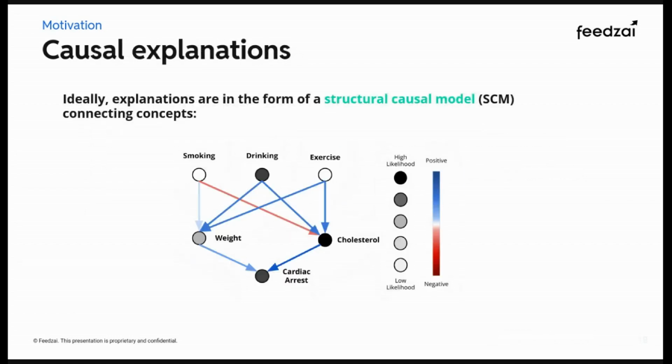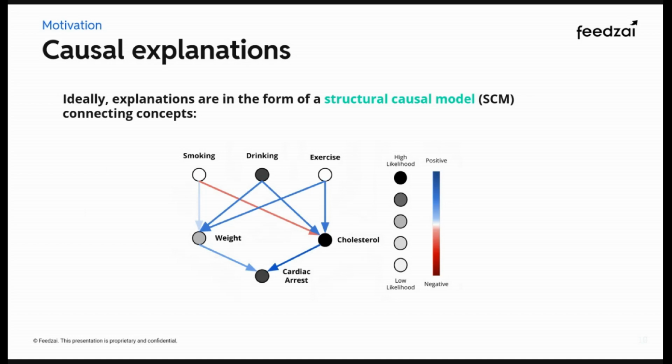Ideally, the explanations would come in the form of a structural causal model, or SCM. An SCM represents the causal relations between variables through a directed acyclic graph and mathematical equations describing how each variable is influenced by the other variables. In this toy example, a fictitious SCM is shown using the same concepts from the concept bottleneck example earlier.